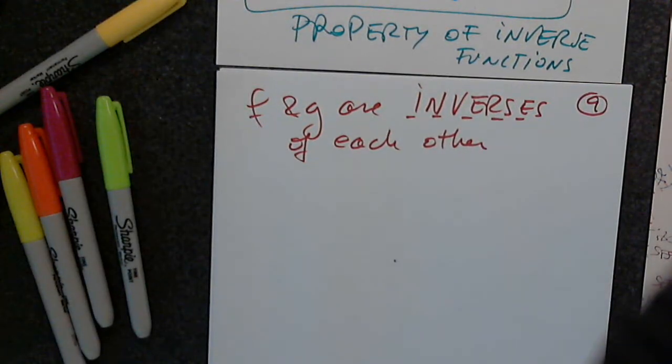In other words, if you apply f first and then you apply g, what happened to x? Nothing. If you apply g first and then immediately f, what happens to x? Nothing. Because these two functions are inverses of each other. The second one cancels the effect of the first one.